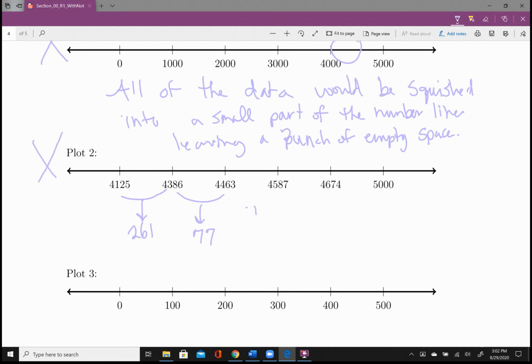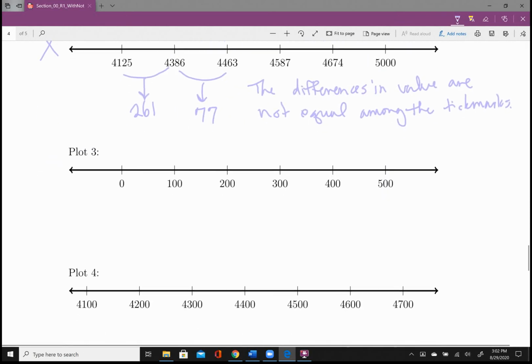We would say the differences in value are not equal among the tick marks. Okay, done deal. Boom.